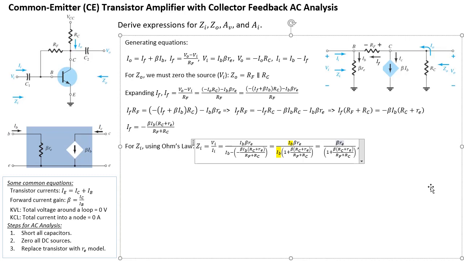Well, we can try to simplify this a bit. For example, since RE is typically very small compared to RC, you can write it as beta RE divided by 1 plus beta RC divided by RF plus RC. That's one way of simplifying it, so I'm going to leave it at this for Zi. So we now have an expression for ZO and an expression for Zi. It looks a bit complicated, but that's how it is.